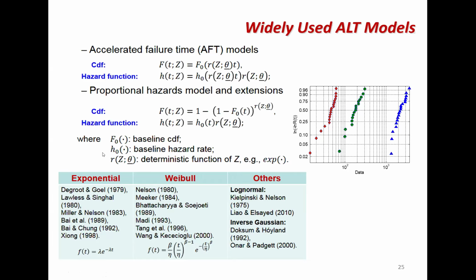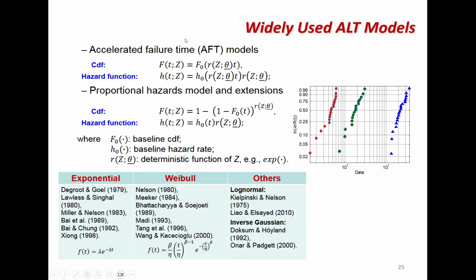Another widely used ALT model is the proportional hazards model, and also some extensions of such a model. The basic idea is that when they consider the proportional hazards model, they consider proportionality of hazards. So unlike the AFT model, which scales the failure time, the proportional hazards model scales the hazard function. On the right hand side, you see the proportionality. You see the log negative log R, and these 3 lines are parallel to each other, and this shows proportionality. Well, a lot of times people do not specify the baseline hazard rate. That's why this method is called a semi-parametric model.